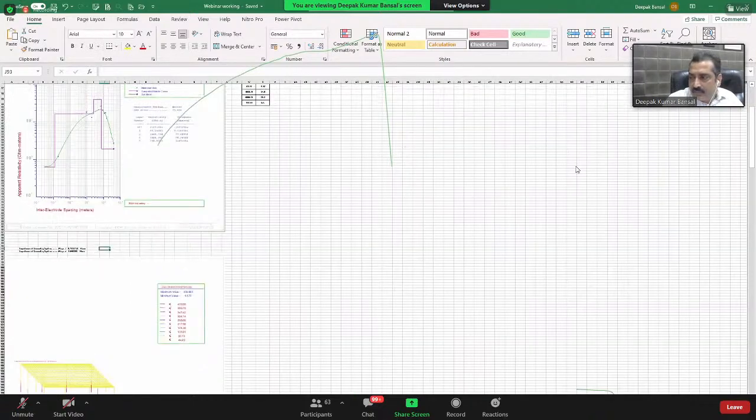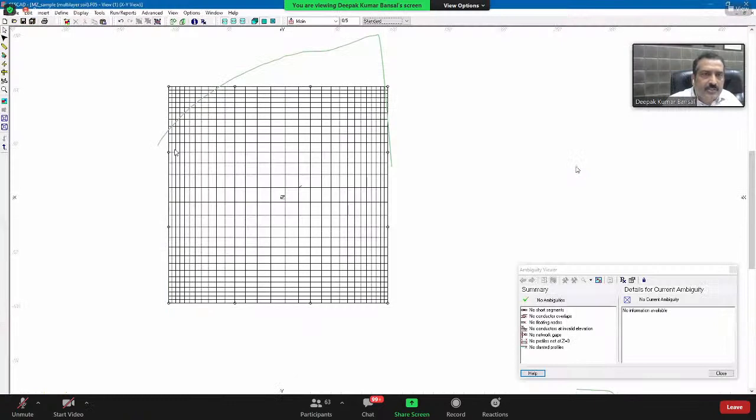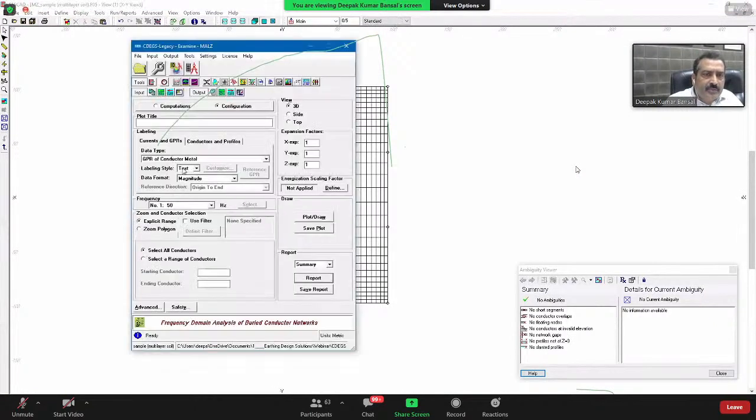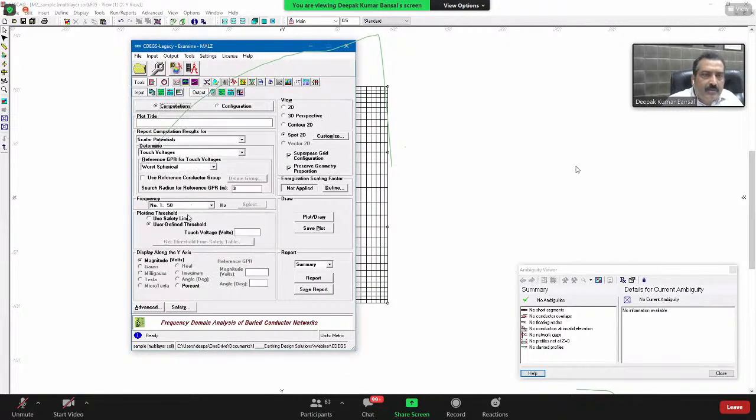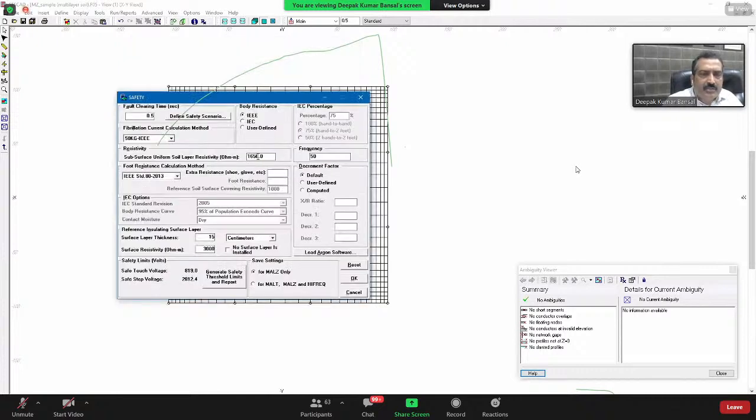Now we'll see the other parameters. We'll look at the touch voltage, which is the most important factor. Safety parameters will change a little bit because the surface layer soil resistivity has changed from 4000 to 1656 ohms. So our safe touch voltage is now 819 volts.